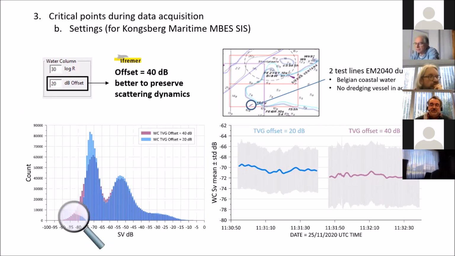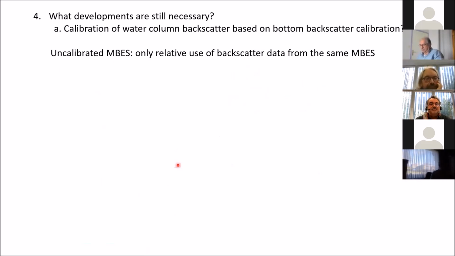Here you see clearly that the mean value of the water column changes, and you see that this part of the histogram is caught if you log at 40 dB, but is not caught with the 20 dB offset value. So pay attention to that for people who are using the Kongsberg system.